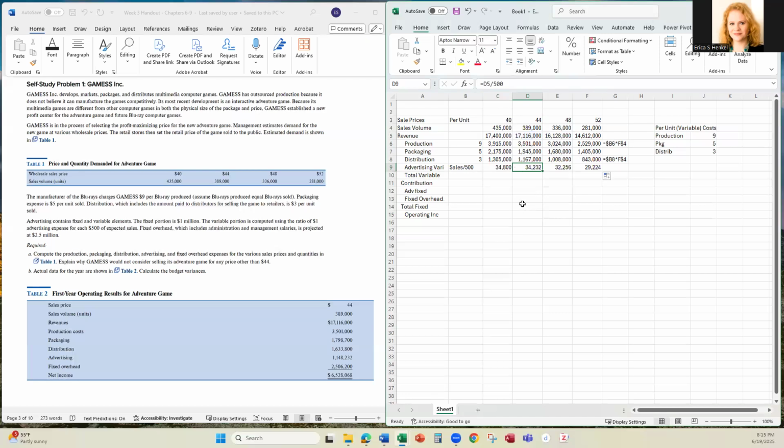Okay, hold on. So the fixed is 1 million. Hopefully it keeps it there. So if I add that together, it's 1,034,000. Okay, so they're getting 148,232. Fixed overhead is projected at 2.5 million. I have my revenues right here, right? 17,116,000. All right, hold on a second here.